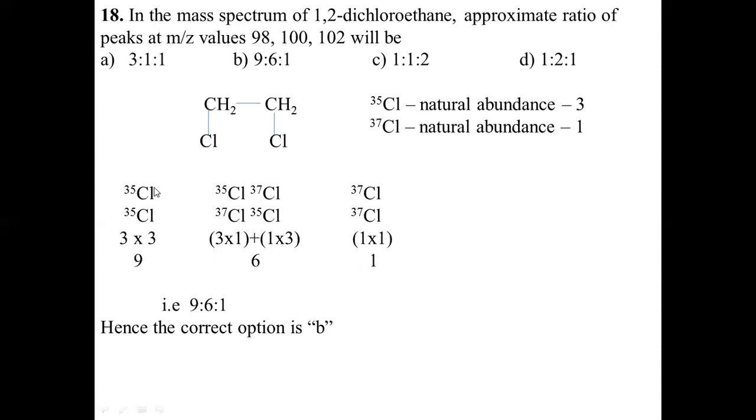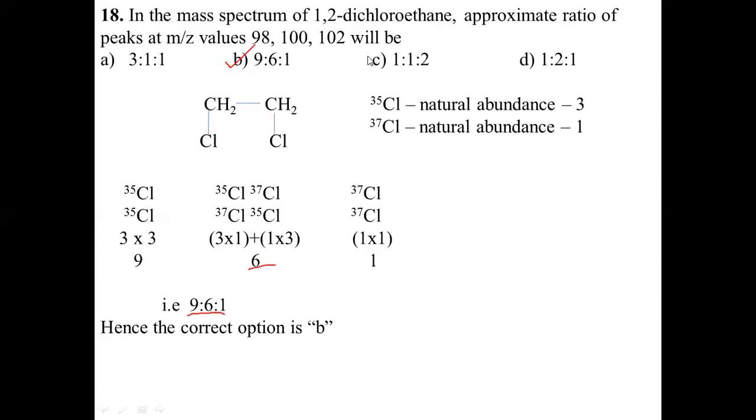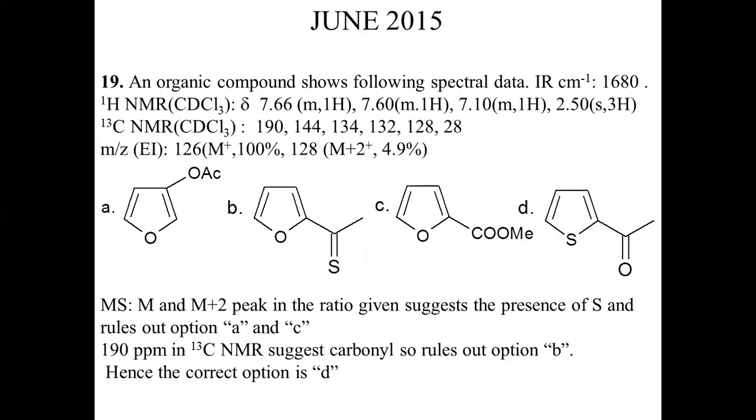Now, when you talk about the relative abundance of chlorine, for 35 it is 3, and for 37 it's 1. Here, 3 into 3 is 9. Here it is 3 into 1 plus 1 into 3, that's 6. Here 1 into 1, so 1. So what is your option? 9 is to 6 is to 1. So your answer is option B. Otherwise also, even a slight hint helps.